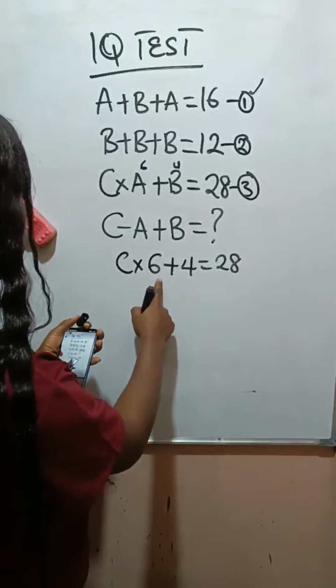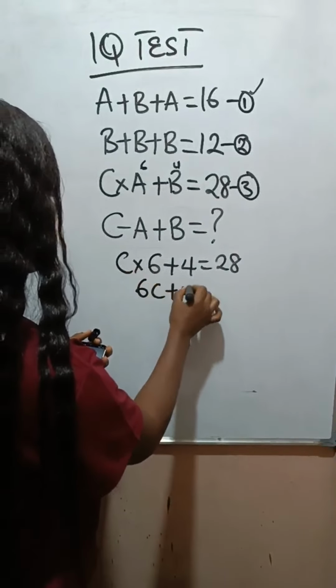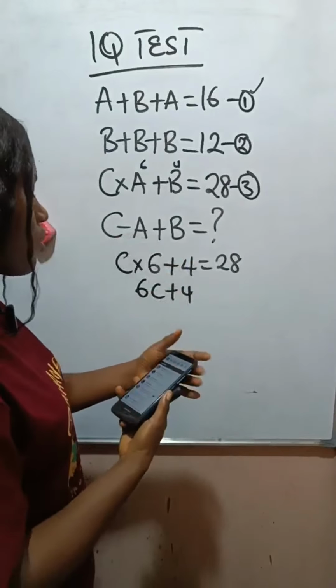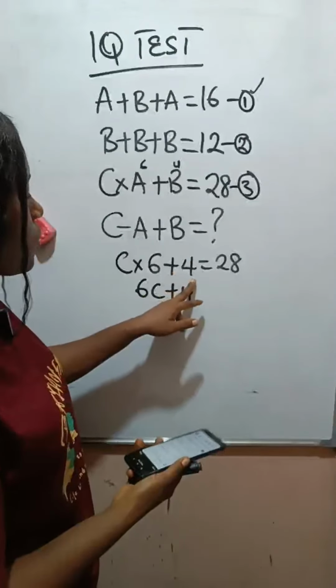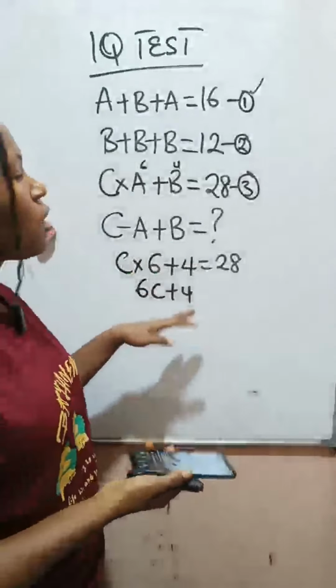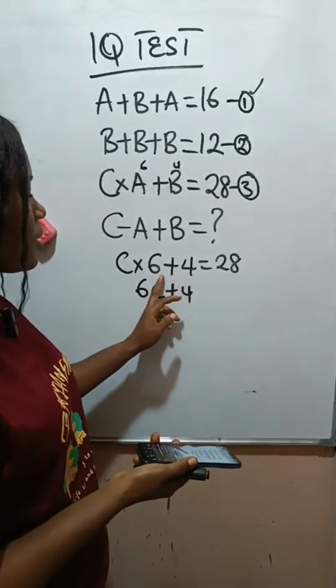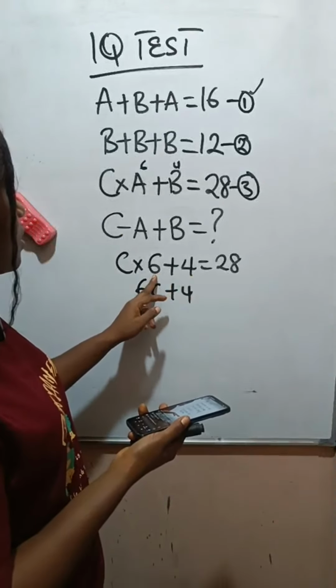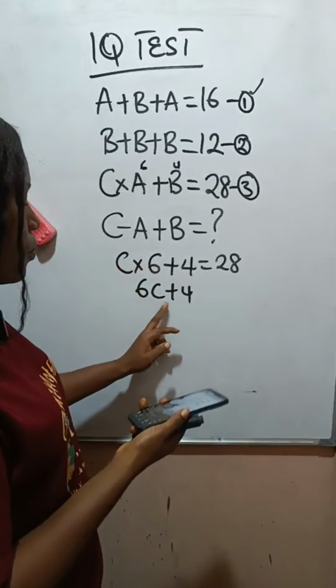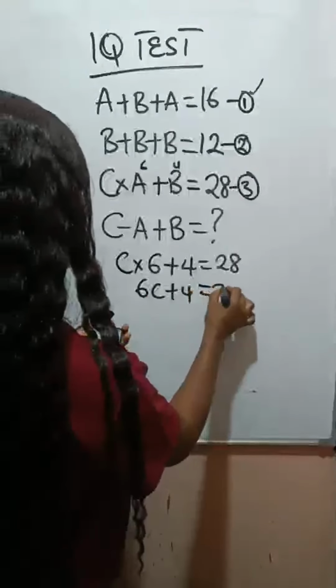6 times C times 6 is 6C plus 4. Now, some of you will make the mistake of saying 6 plus 4, 10. No. Remember your order of operation, okay? So when you come to order of operation, you must multiply before you add, which is why I did C times 6, which is 6C plus 4. Okay, then is equal to 28.